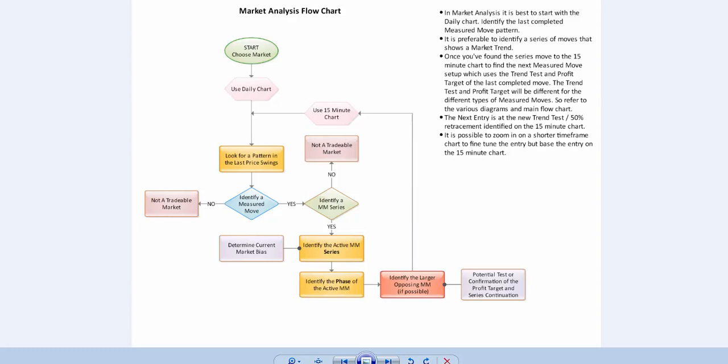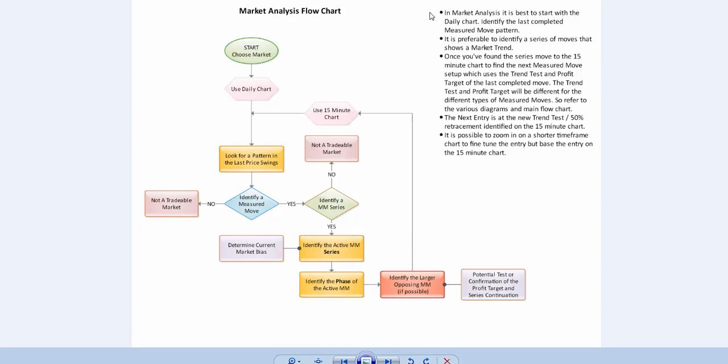What we're trying to understand or pick out is what the larger, most powerful trends inside of our markets are, so we can be on the path of least resistance, so we don't have to trade against the flow of the markets. In market analysis, it's best to start with the daily chart. Identifying the last completed measured move pattern is preferable to identify a series of moves that shows a market trend.